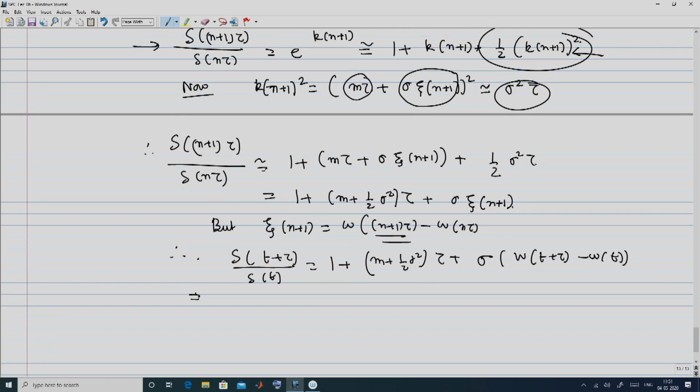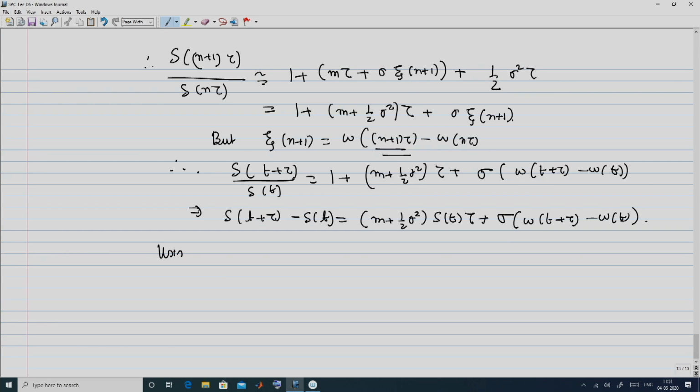Or this can be rewritten as s of t plus tau minus s of t is equal to m plus half sigma square s of t tau plus sigma into w t plus tau minus small w of t. So, these are small w's.